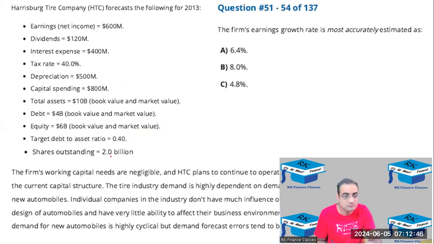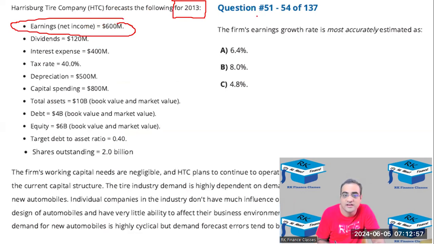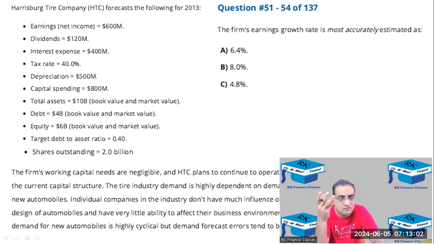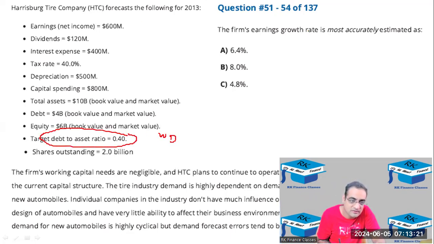You have been given net income. If you are given the net income of the next year, so this is for 2013, then we can calculate the earnings growth rate. That could be one way to look at it. Dividend, interest, tax, depreciation and capex are given. Total assets are given. Book value and market value of the assets are the same, which is generally not the case, but here it is. Debt and equity book value and market value are the same. The target debt to asset ratio is given, that is WD, 40% or 0.4. That means WE is 0.6.